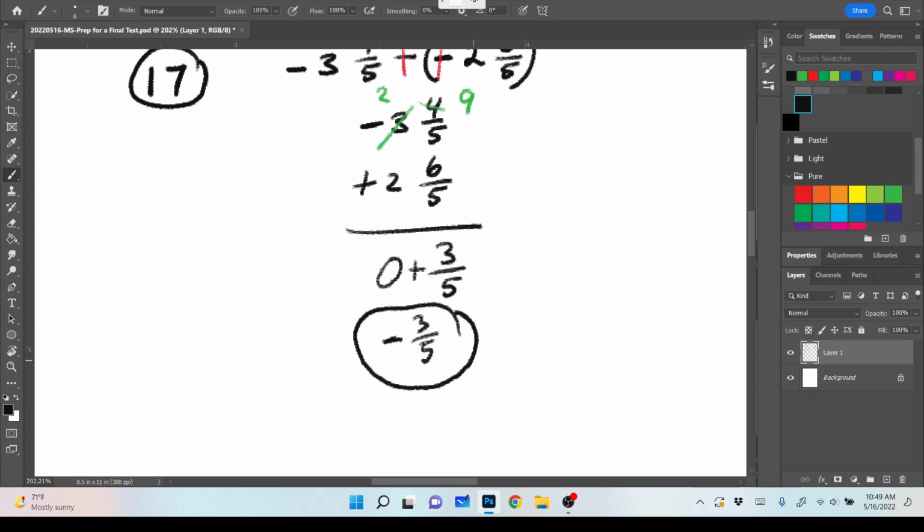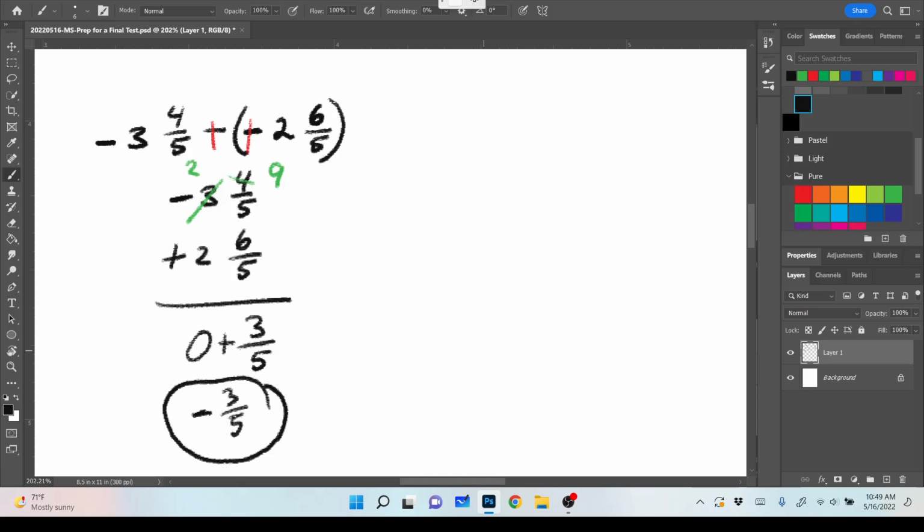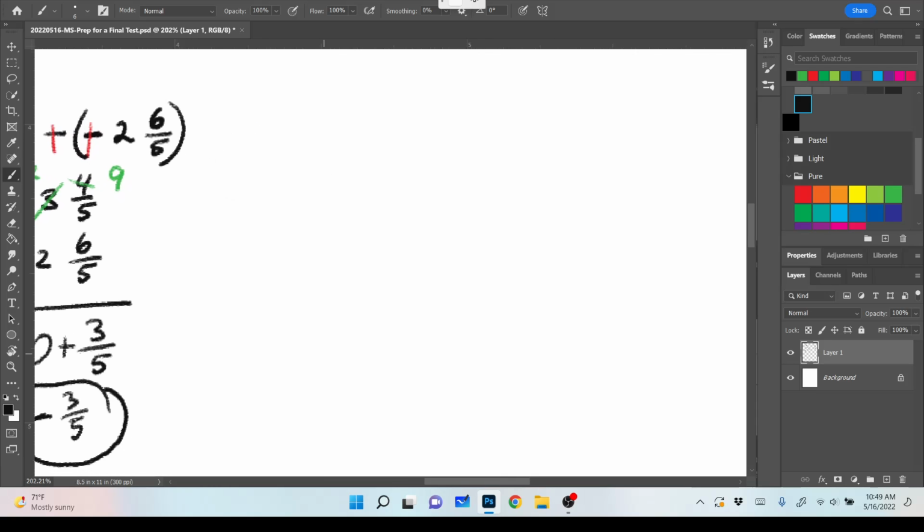My screen decided to stop working. There it goes. Good job. Having all kinds of technological issues today.